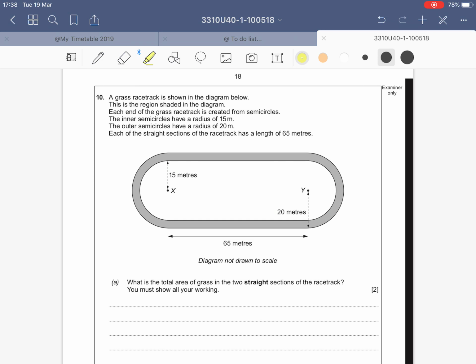So they've highlighted here that they're talking about the 2 straight sections. So I'll just highlight them on the diagram. It's going to be these 2 straight sections here. So by looking at the difference between the 2 circles, the track itself is 5 metres wide and those straight sections are 65 metres long. So that would be the grass area on one of the straight tracks, and there's 2 of them. So altogether that would give me 650 metres squared of grass.